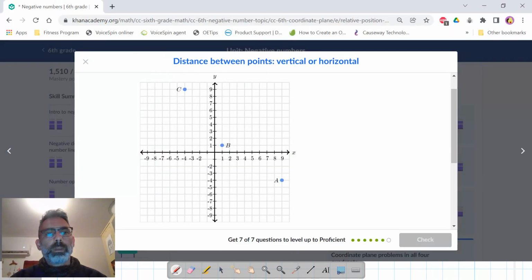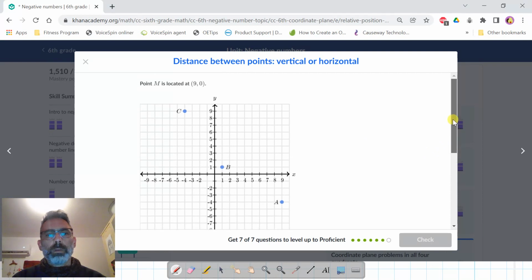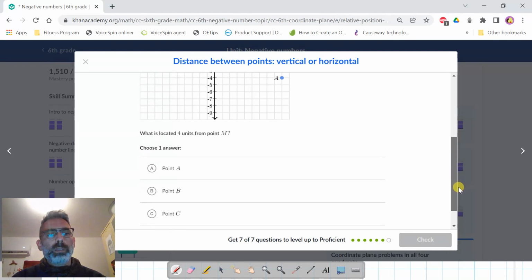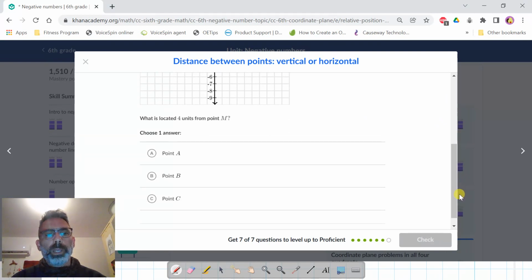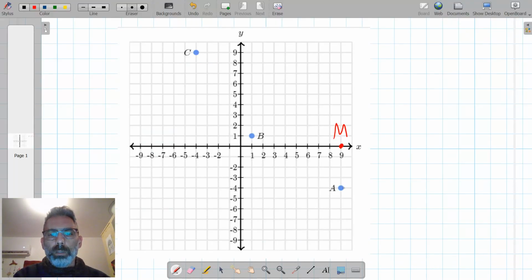What is located 4 units from point M? Okay, so point A is exactly 1, 2, 3, 4. Okay, so point M is on y 0, and point A is on negative 4, so 0 minus negative 4 is 4.